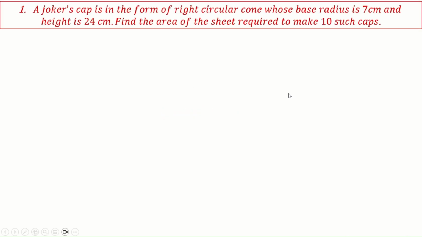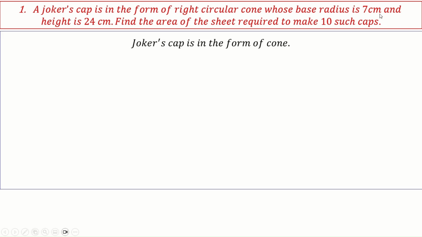Let's do exercise 10.1. A joker's cap is in the form of a right circular cone whose base radius is 7 centimeters and height is 24 centimeters. Find the area of the sheet required to make 10 such caps. Okay, by looking at it we can tell this is a cone, right? And what we are looking for is the lateral surface area of the cone. Okay, so that is what we require and we need to calculate for 10 caps.